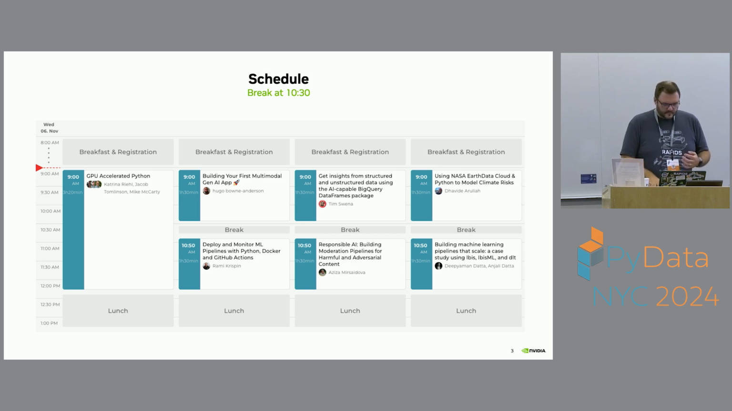So, as I mentioned, we work in a group called Rapids, which is this open source community focused on Python, data science, and GPUs. You can go find us on GitHub. We've got a whole bunch of projects there.